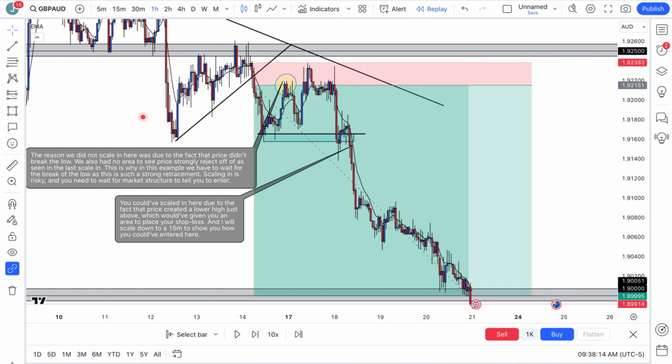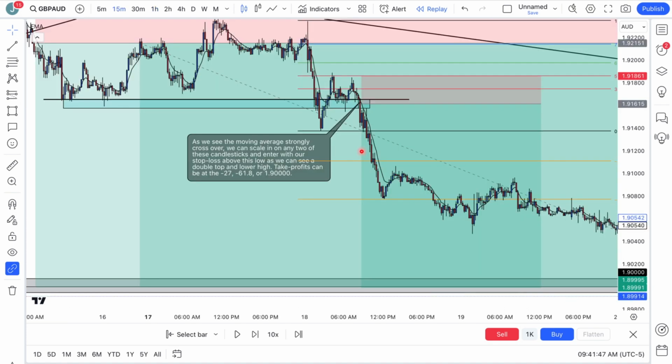You could have scaled in here due to the fact that price created a lower high just above, which would have given you an area to place your stop loss, and I will scale down to a 15 minute to show you how you could have entered right here. So as we see, moving average strongly crossover right here.